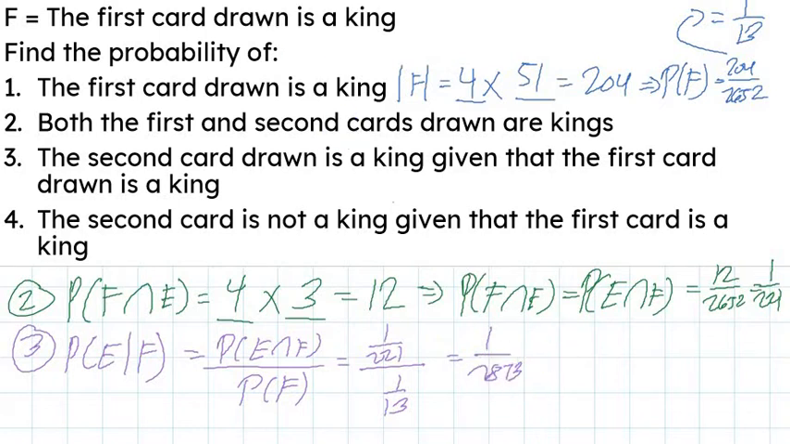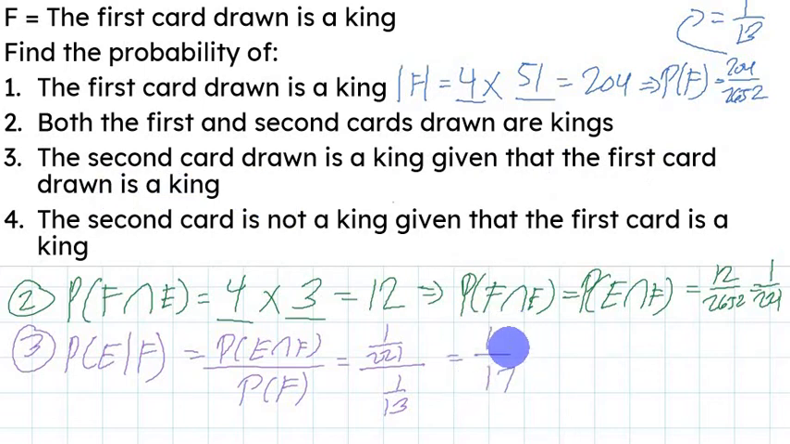Oops, wait a moment. I think this is wrong. It's not supposed to be 1 over 2,873, but actually just 1 out of 17. Sorry about that. So there's actually 1 in 17 chances that the second card drawn is a king, given that the first card drawn is a king.